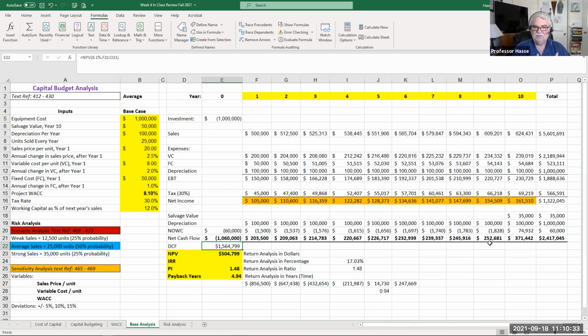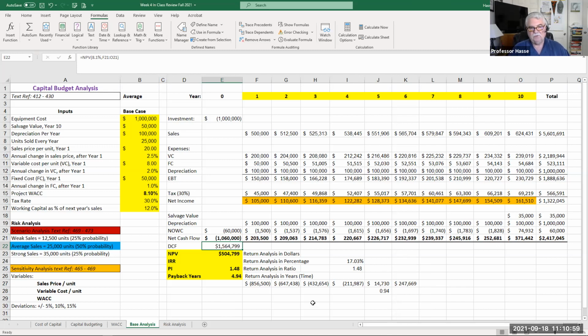Our net present value is the difference between that discounted cash flow and the investment in year 0, which is the investment in the asset of $1 million and the working capital requirement of $60,000, so $1,060,000. Thus, our net present value is $504,799. Pretty good.